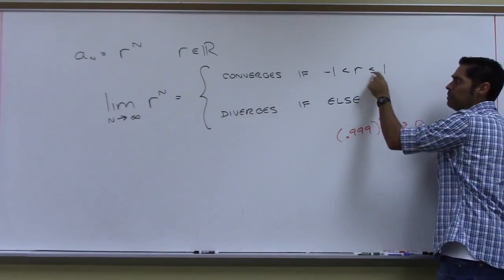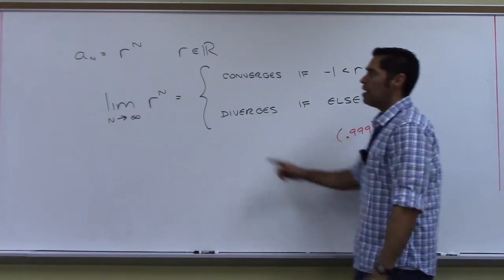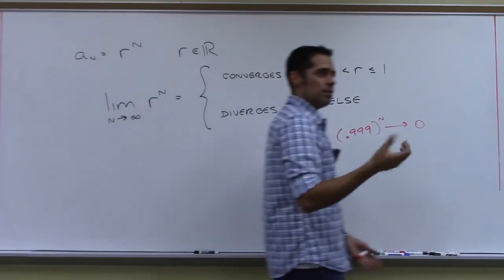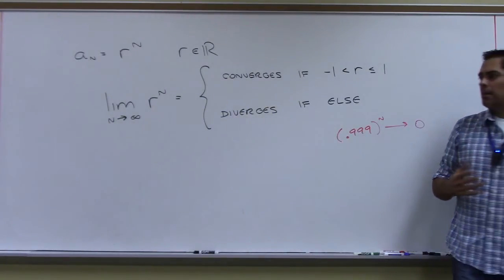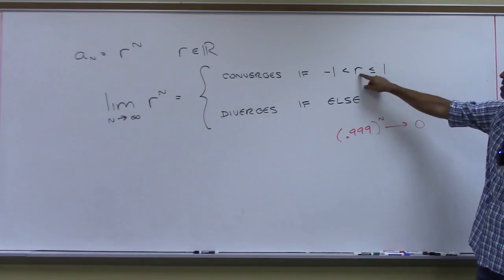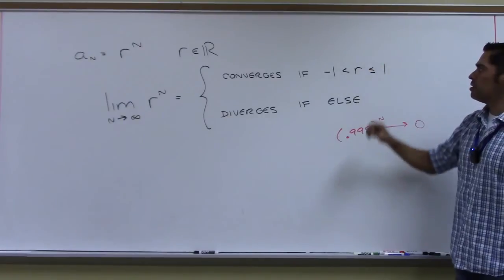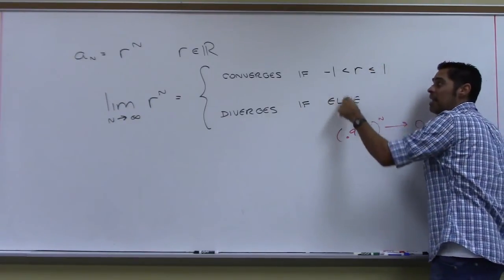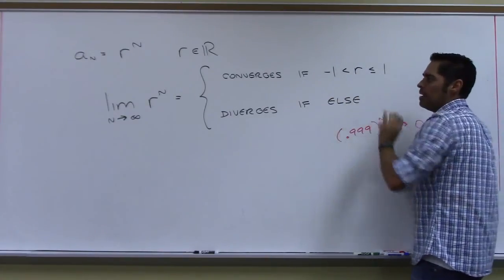What if r is 1? What's 1 raised to any power? 1. So it would just be 1, 1, 1, 1, 1. Does that converge? What does it converge to? 1, right? So in the case that r is less than 1 or equal to 1, it's going to converge. Any other case, if r is outside of this, so if r is negative 1 or negative 2 or 5 or pi, it will diverge.